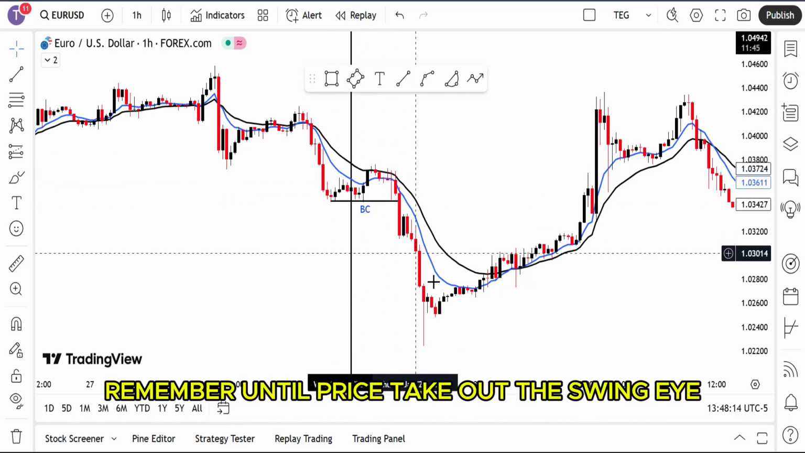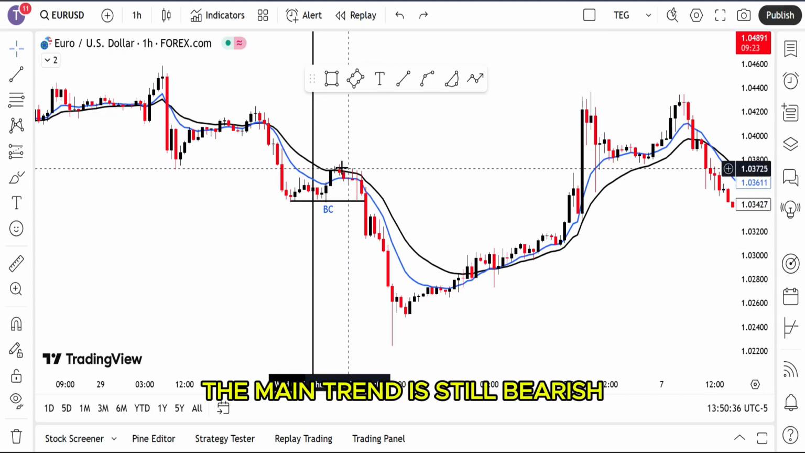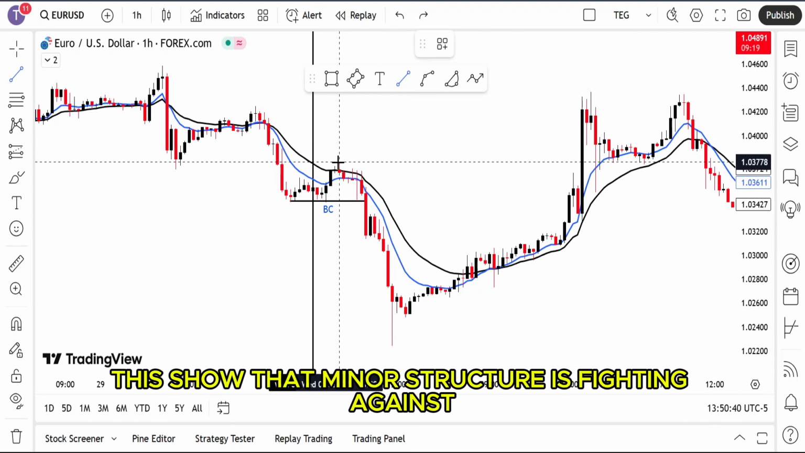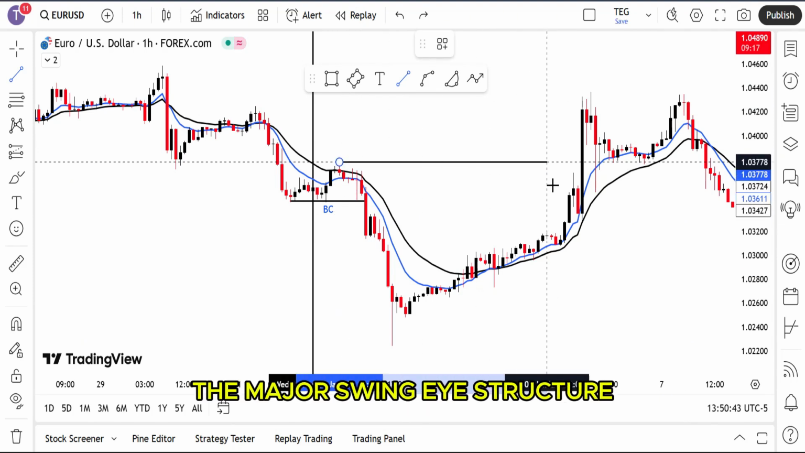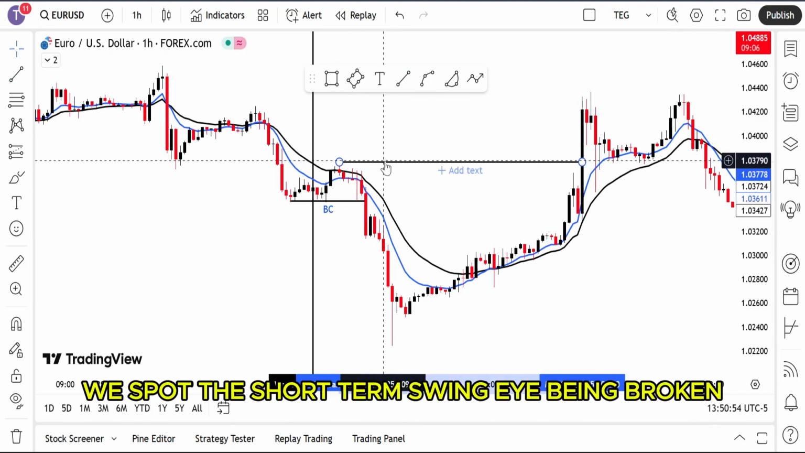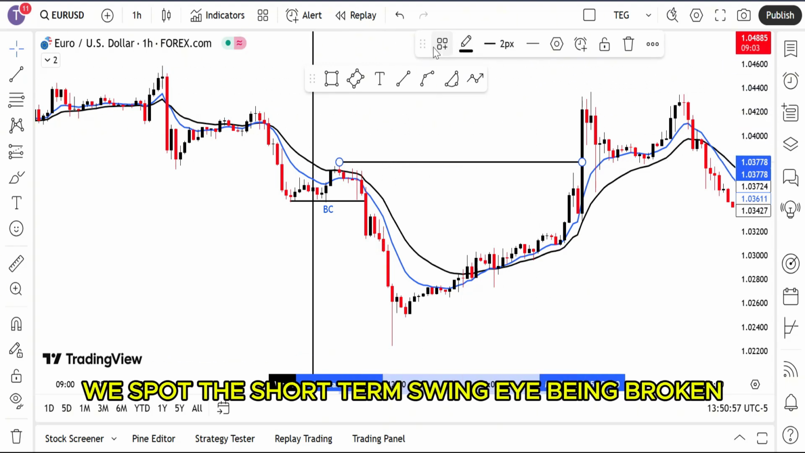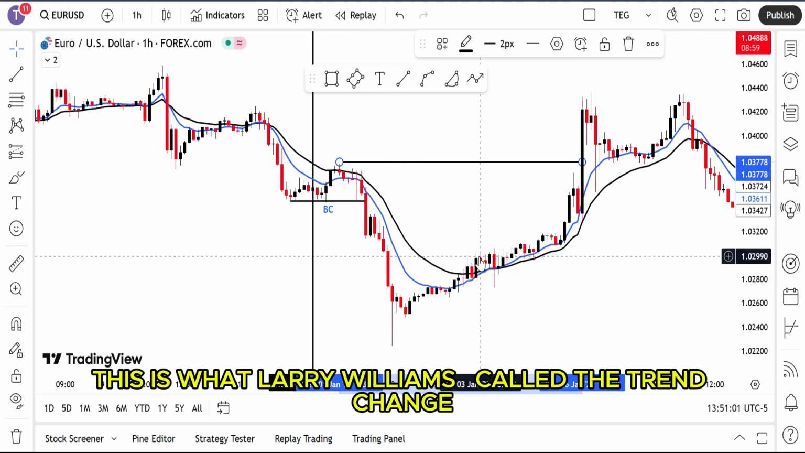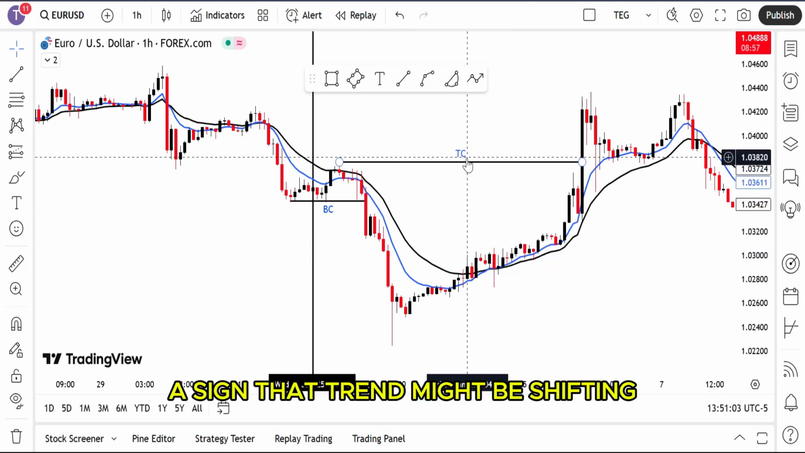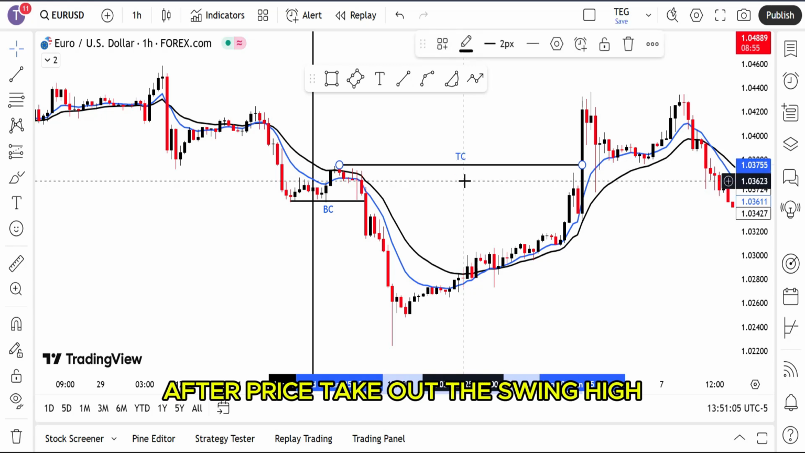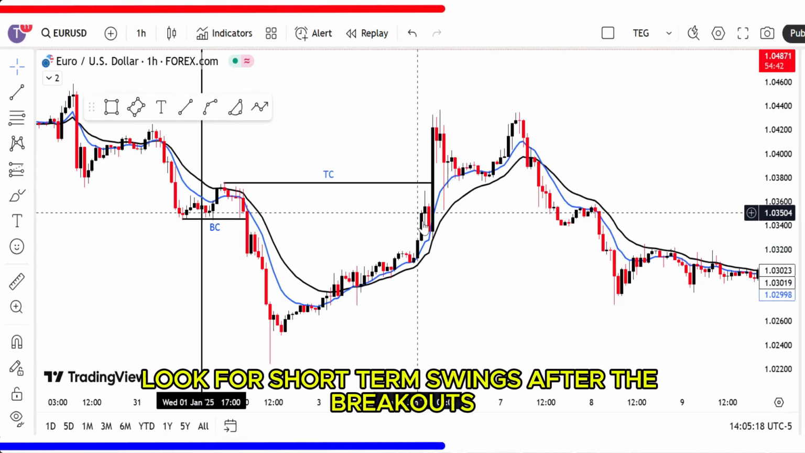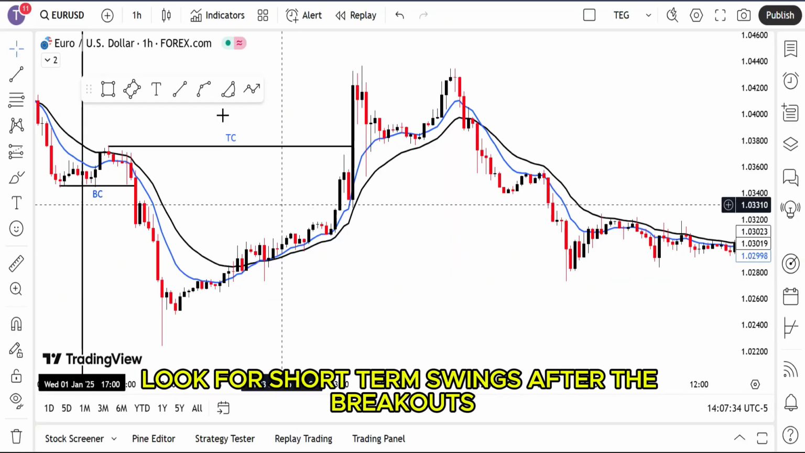Remember, until price takes out the swing high, the main trend is still bearish. This shows that minor structure is fighting against the major swing high structure. On the chart, we spot the short-term swing high being broken. This is what Larry Williams called the trend change, a sign that the trend might be shifting. After price takes out the swing high, the next step is to find the swing low. To do that, look for short-term swings after the breakout.